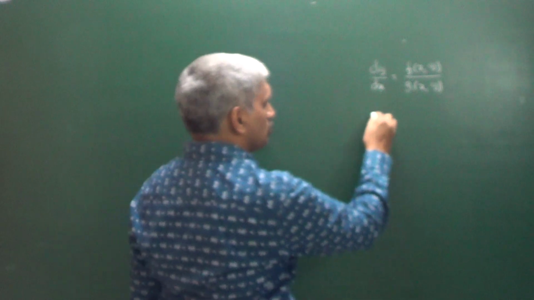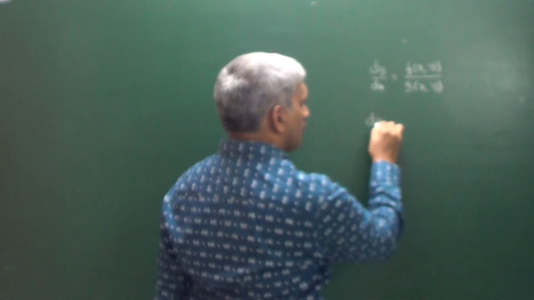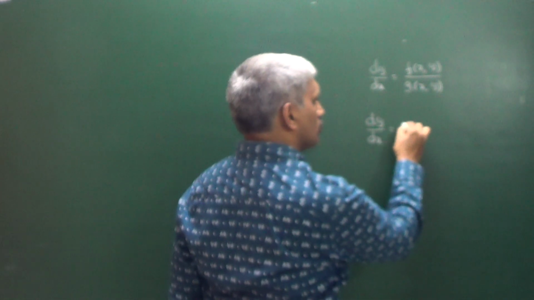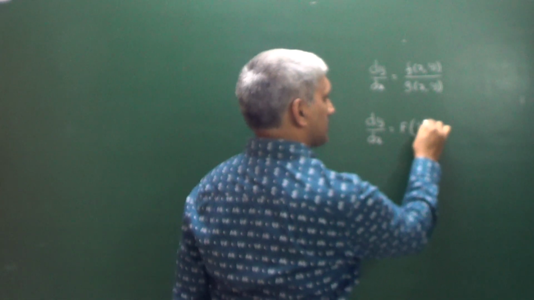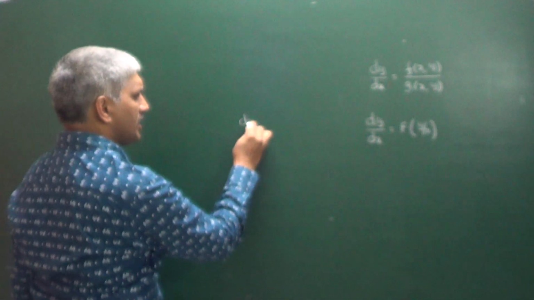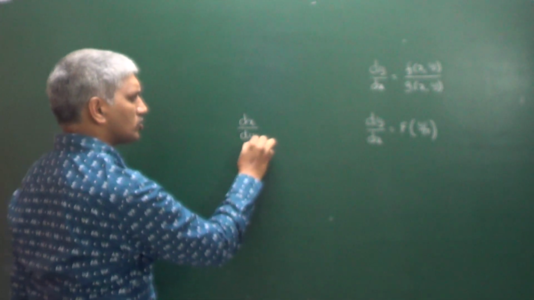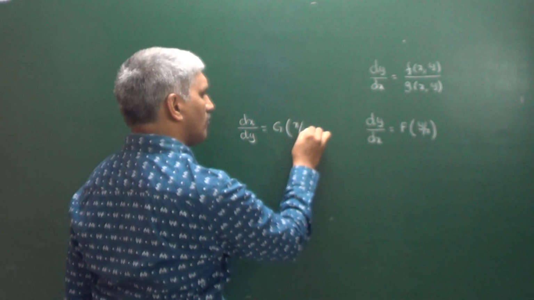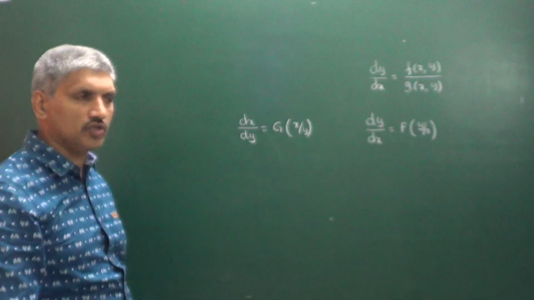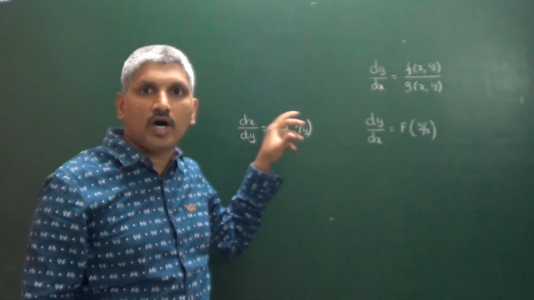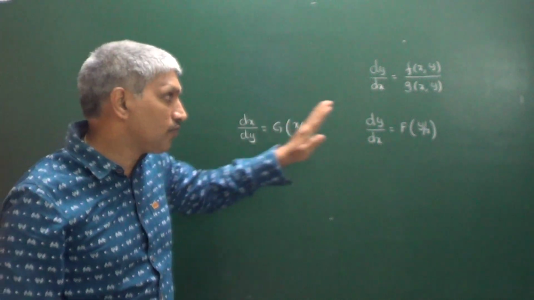Now this homogeneous differential equation we can convert into the form dy/dx = f(y/x), or if we are writing in another way, dx/dy = g(x/y) form. So this equation we can convert either into this form or into this form.